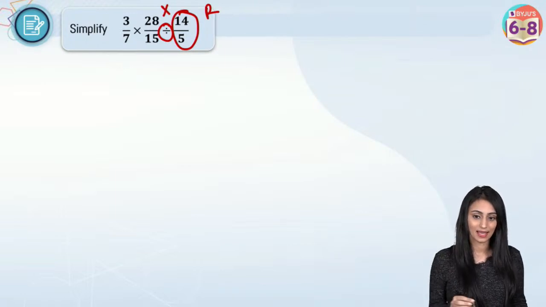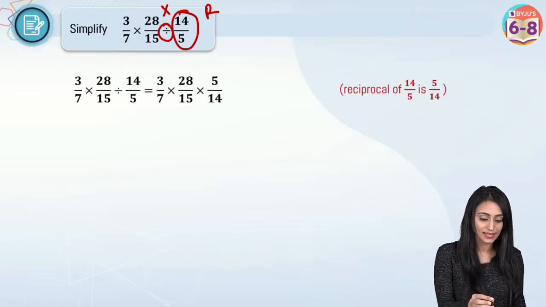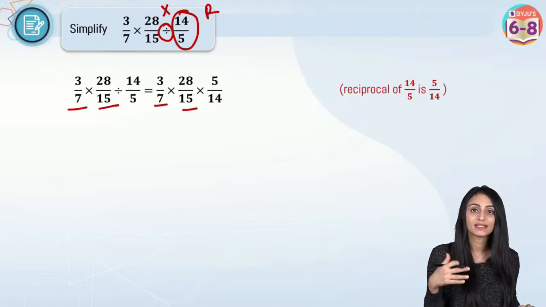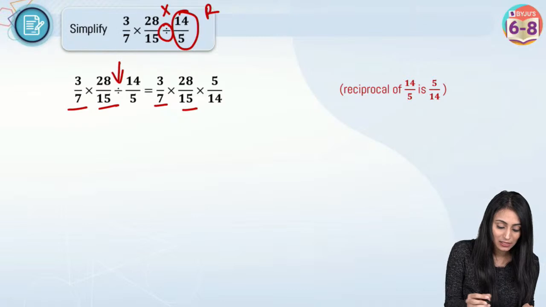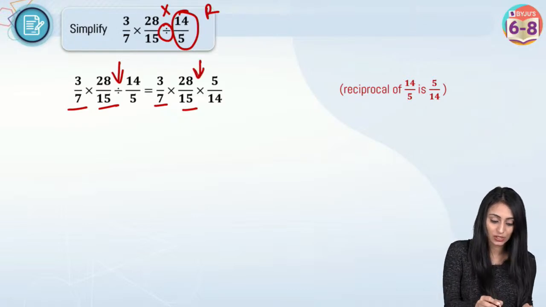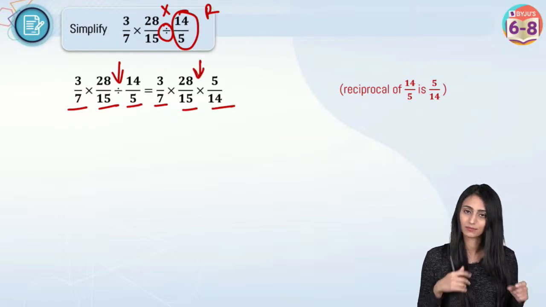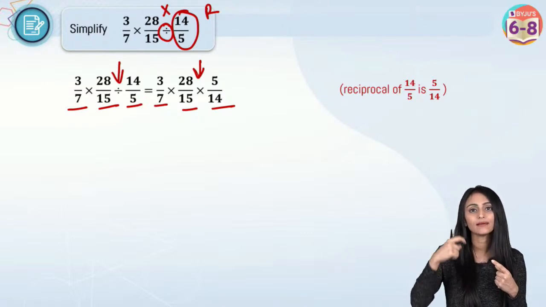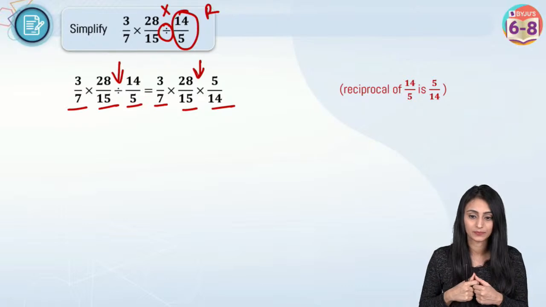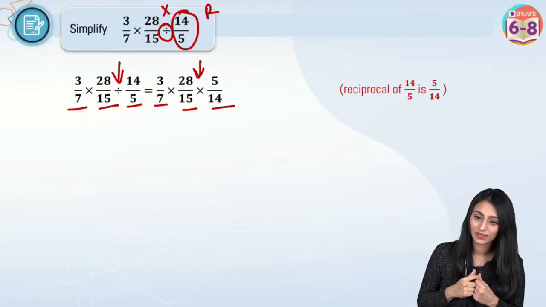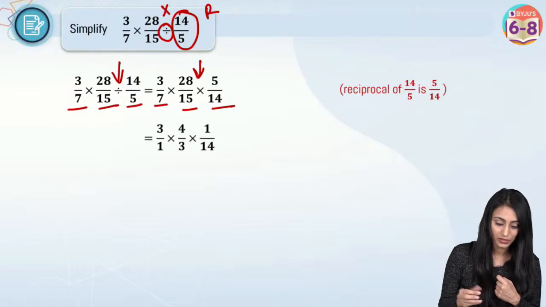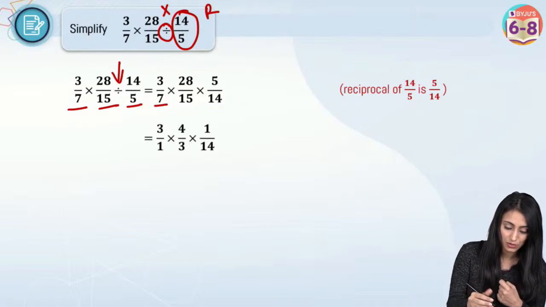Yes? Okay. So this will remain as it is, 3 by 7. 28 by 15 remains as it is. This division sign changes to multiplication and we take the reciprocal of this. We know that whenever the division symbol is changed to multiplication, we take the reciprocal of the next number. Right? All right. So what do we have here? Let's cancel this out. So we can reduce it.